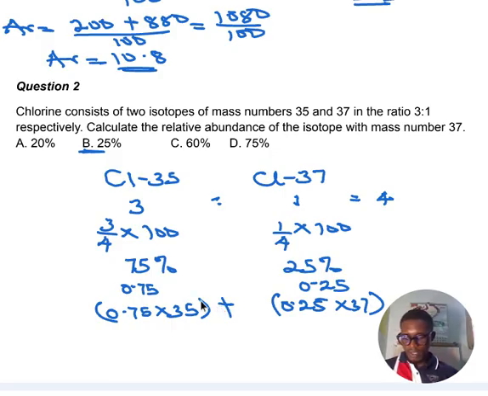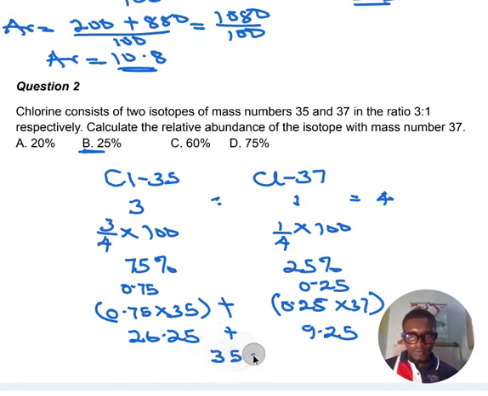So let's use our calculator. So 0.75 times 35, that should give us 26.25 plus 0.25 times 37, so 9.25. So 9.25, you add the both of them, that would give us 35.5. So I have now used the relative abundance that I got to calculate the relative atomic mass of the isotope.